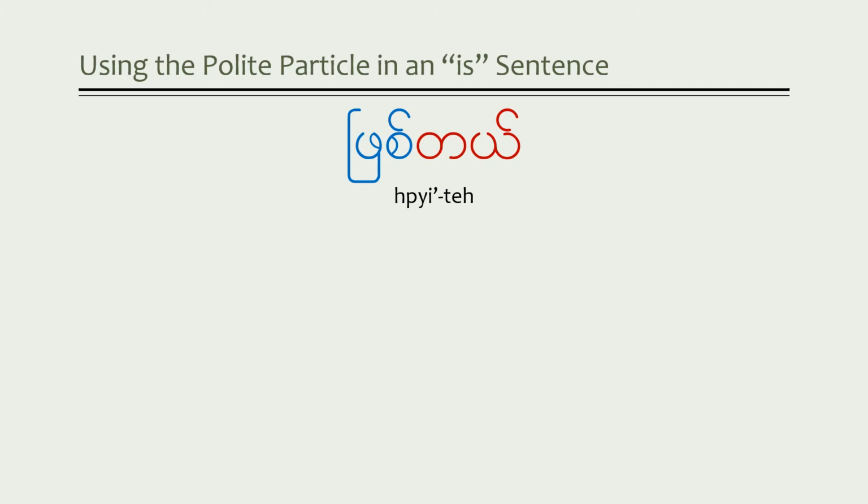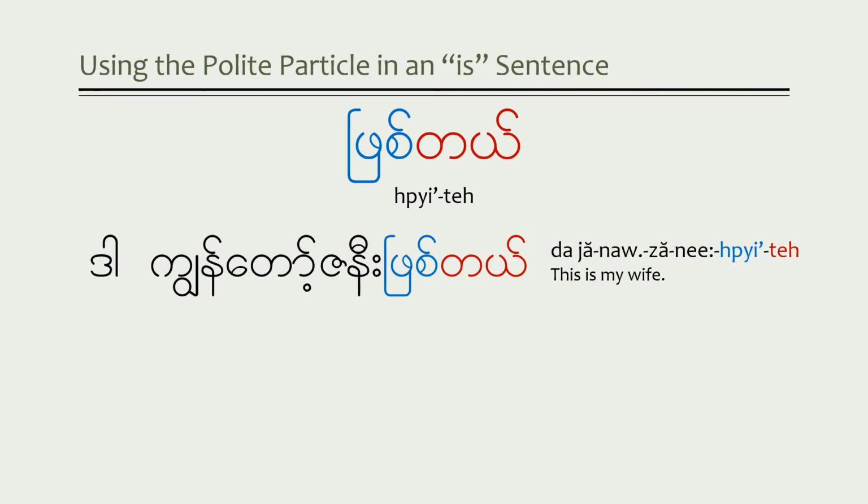Our second type of sentence we're going to cover in this lesson, where use of the polite particle is more frequent, is the Myanmar is sentence. And remember, that's limited in scope to sentences that tell you what something is or who someone is. In this sentence, we use the passive to be verb, often the word is. It's pronounced pitte. For example, this is my wife. Da genozani pitte.